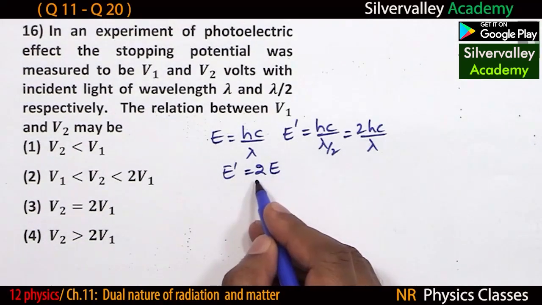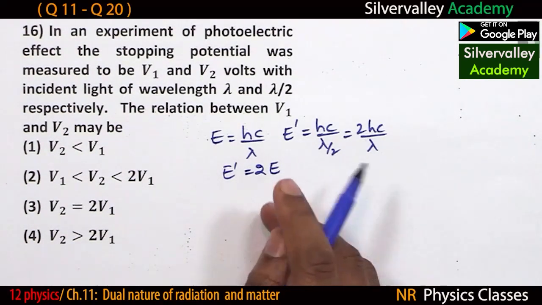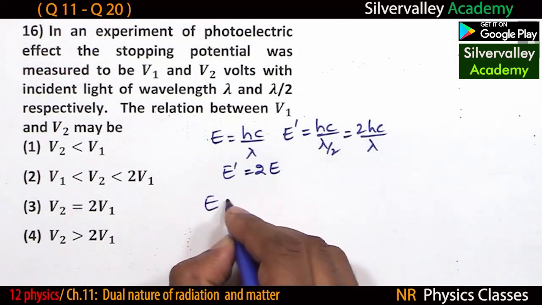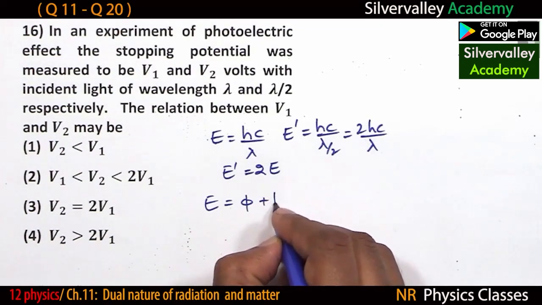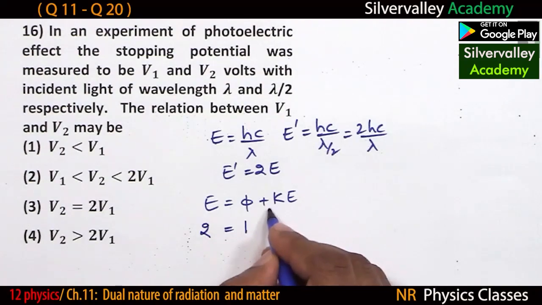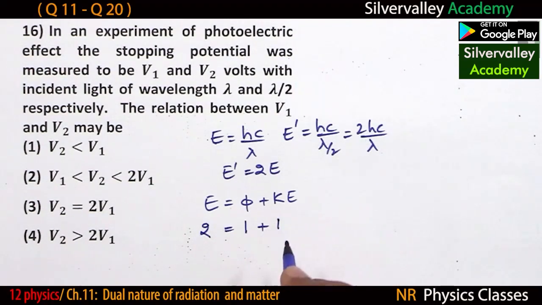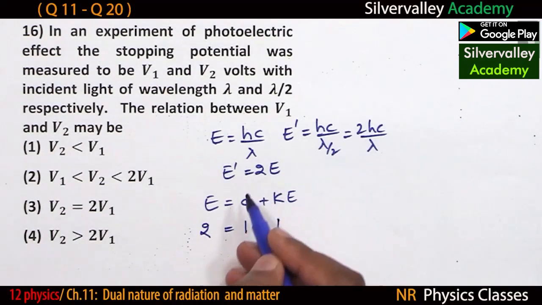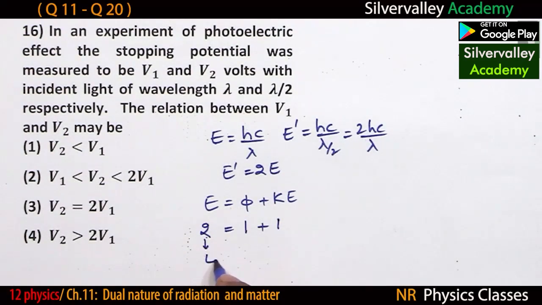Okay. Now, let me use induction method. Induction method means by giving values. So E equal to work function plus kinetic energy. Let work function be 1 eV. Energy of incident 2 eV. Then kinetic energy turns out to be 1. New energy is 2 times. Let this be increased to 4. Work function is same. Then this is 3.